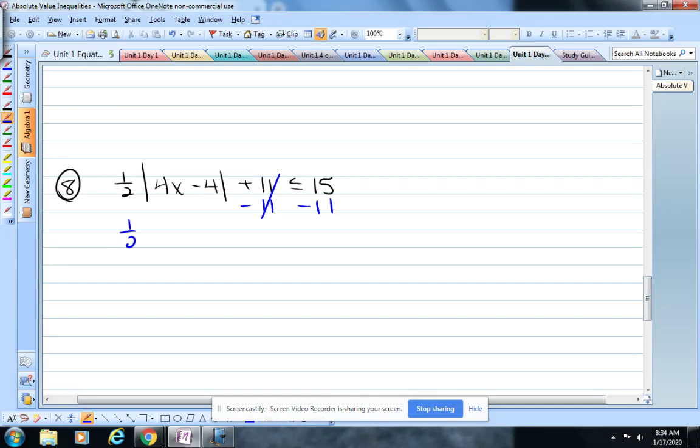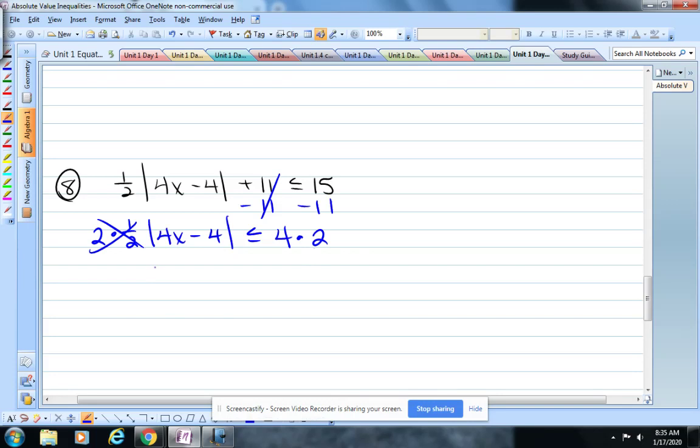So then I have 1/2 times the absolute value of 4x minus 4 is less than or equal to what number? 4. Any questions on that step? Now are the bars by themselves? No. We have 1/2 times the absolute value. Do we distribute? Heck no. How do we get rid of 1/2? We multiply by the reciprocal, which is 2. Now, I would use 2/1 if I had a fraction over here, but since it's a whole number, just use plain 2.